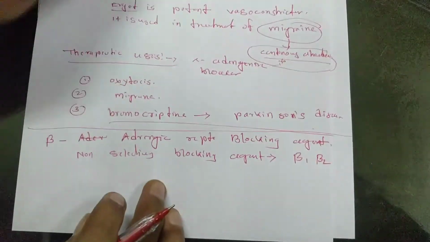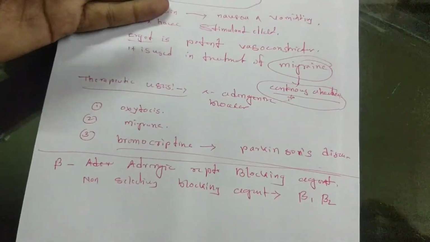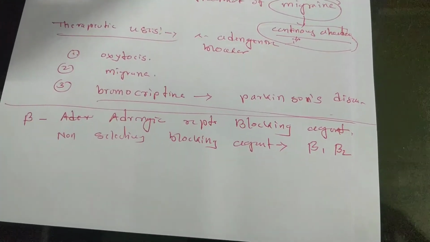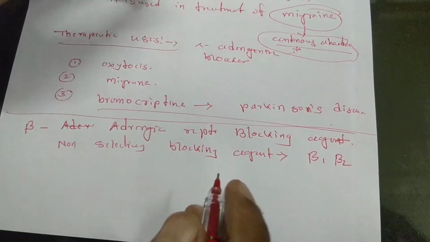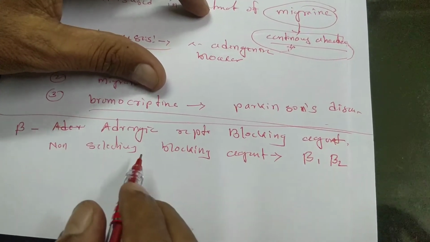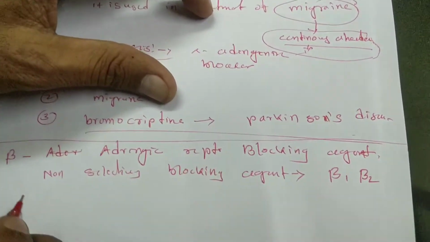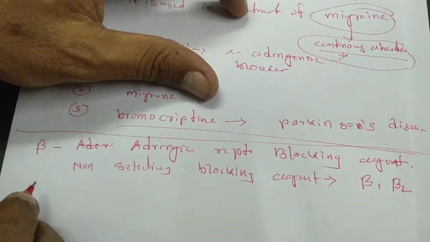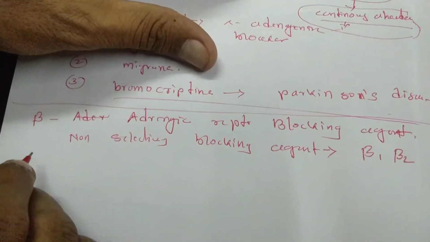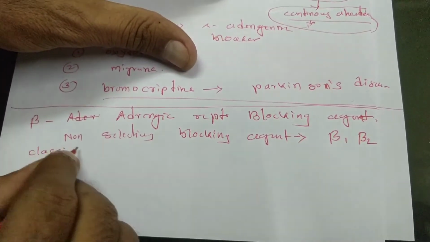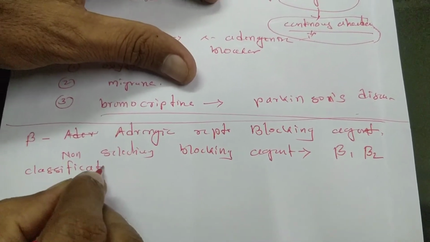Previously you saw the adrenergic non-selective blockers, which block alpha 1 and alpha 2. Their classification and examples are ergotamines and phenoxybenzamines. Now here is beta, they block beta 1 and beta 2. Now see the classification, which should be based on the beta receptor blocking.